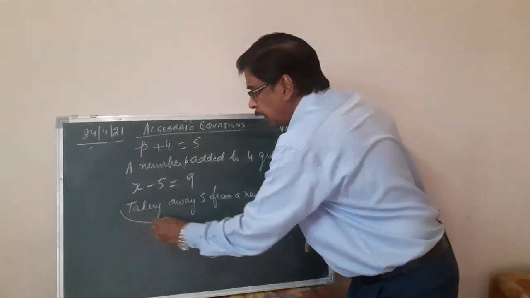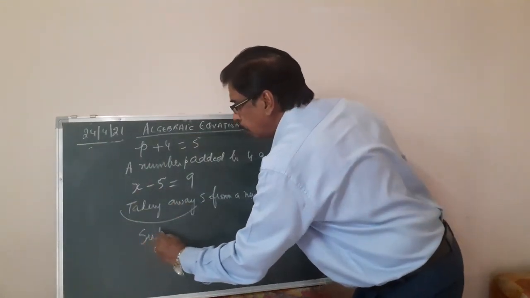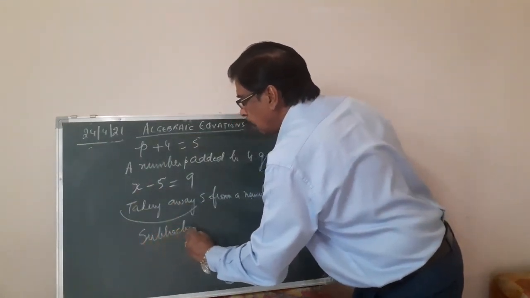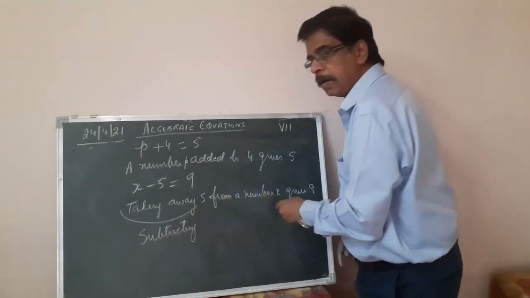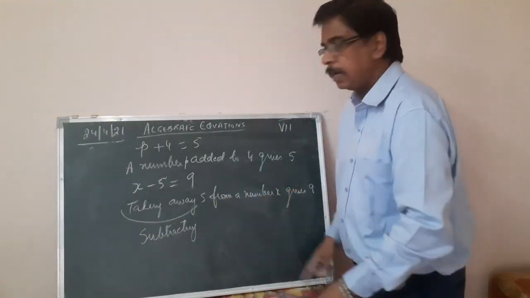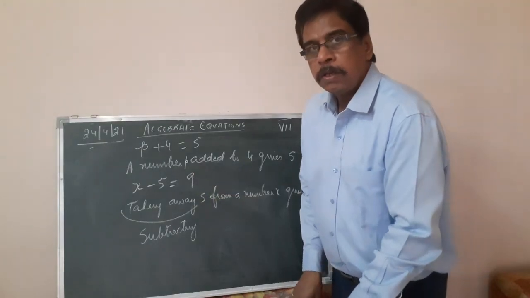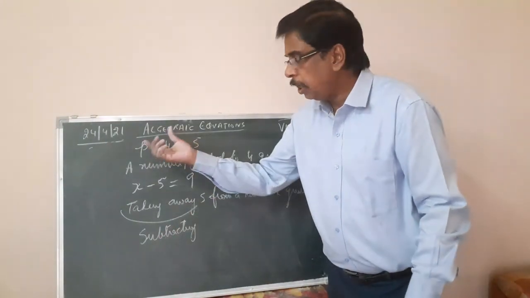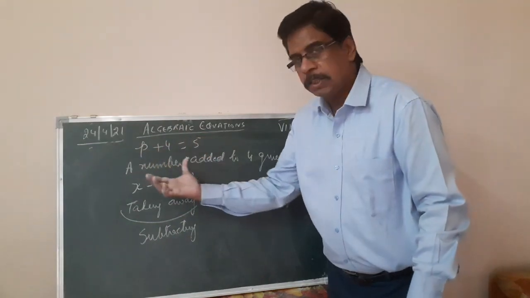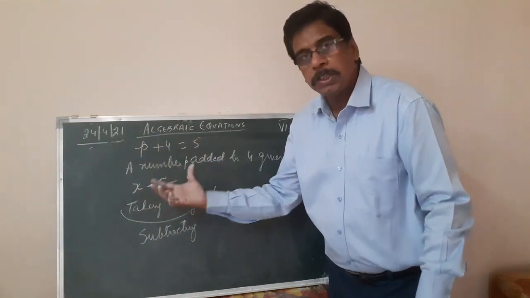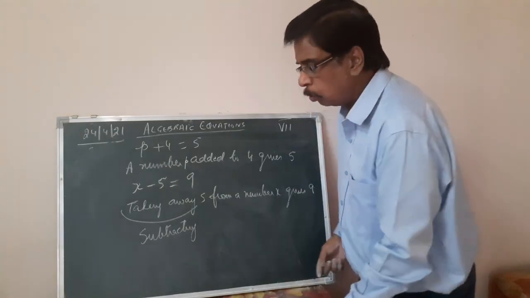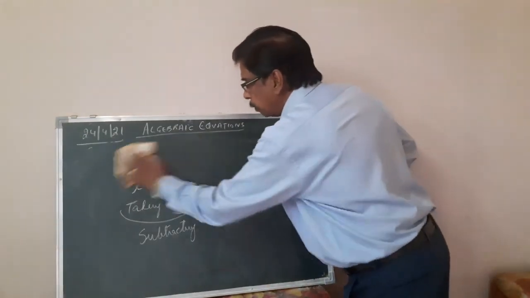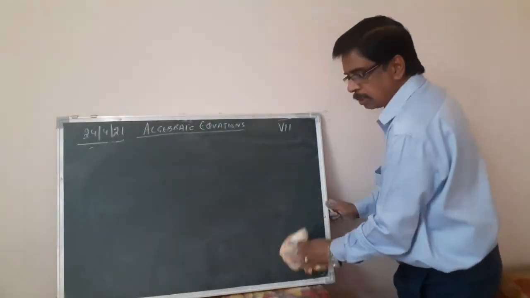Instead of taking away, you can also write subtracting 5 from a number x gives us 9, is equal to 9. So statements are made accordingly. From what the equation is, we get the statement. Do one or two more equations to write statements, then we go to solving the sums.